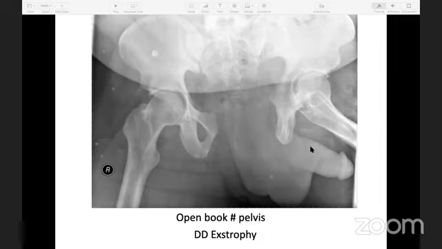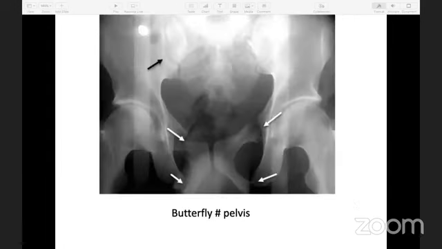But the normal penile shadow and the right half of the pelvis suggest an open book fracture of the pelvis. This is a classical butterfly fracture of the pelvis.